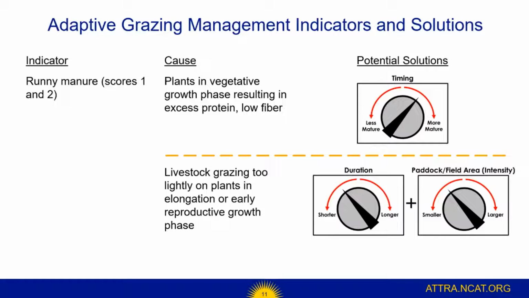Another cause for runny manure might be that the animals are grazing too lightly on the plants that are in the elongation or the reproductive growth phase. Those plants could be there, but the animals are just not being encouraged to eat them. So maybe what we need to do is get those animals on a smaller area and shorten up the grazing duration so that we encourage them to not be as selective and to start eating a little bit on all the plants there, which can help to thicken up their manure.